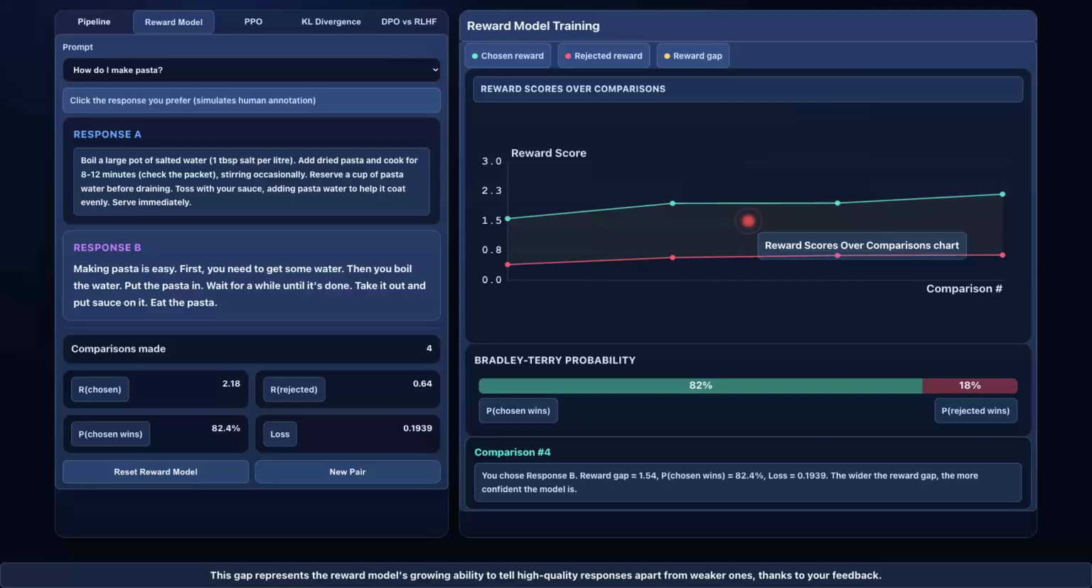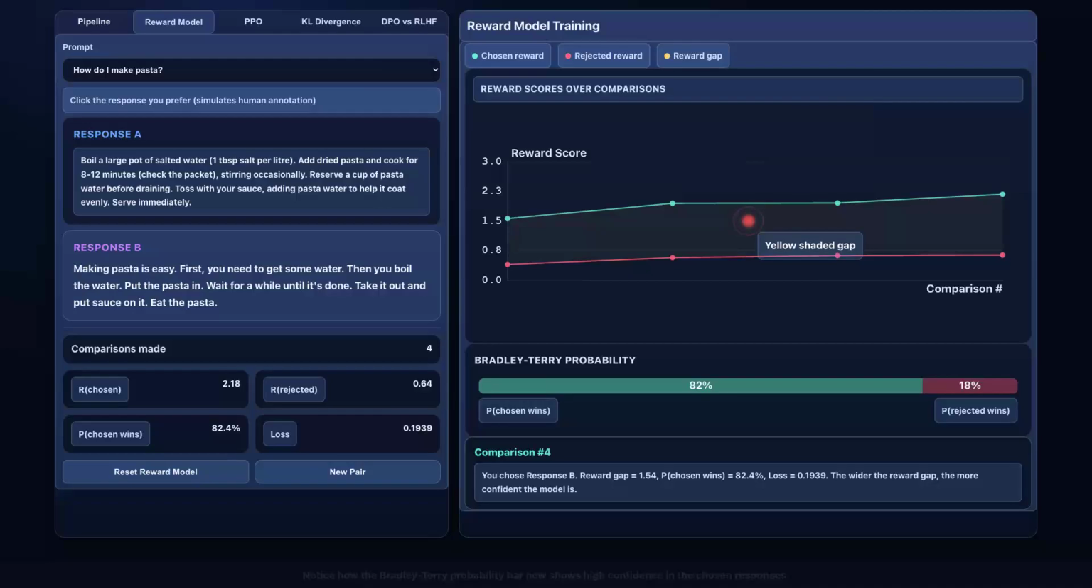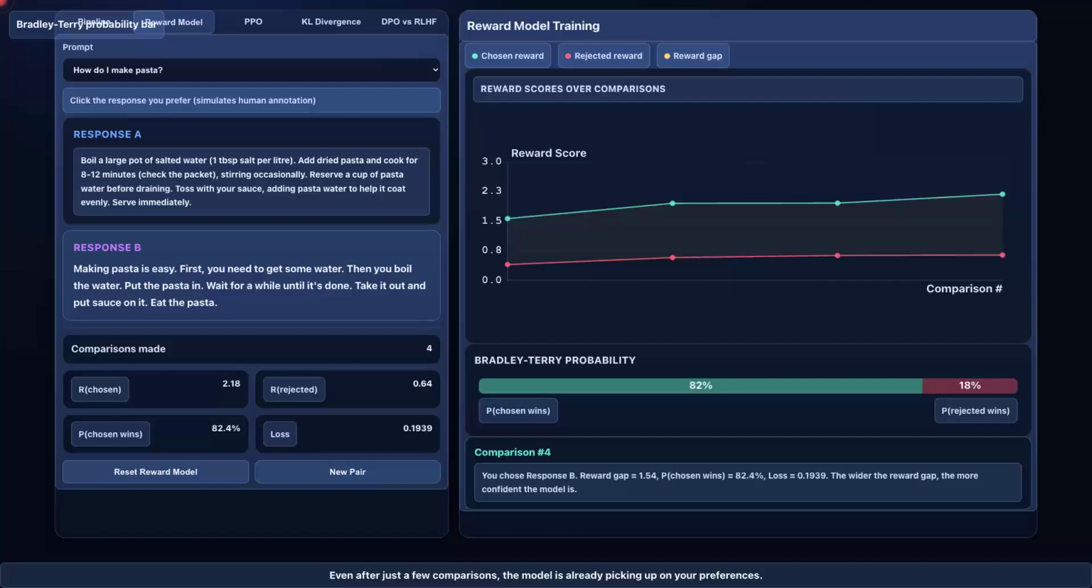This gap represents the reward model's growing ability to tell high-quality responses apart from weaker ones, thanks to your feedback. Notice how the Bradley-Terry probability bar now shows high confidence in the chosen responses. Even after just a few comparisons, the model is already picking up on your preferences. The phase bar summarizes the latest comparison, showing the reward gap, the probability of the chosen response winning, and the loss. These metrics help track the reward model's learning progress.